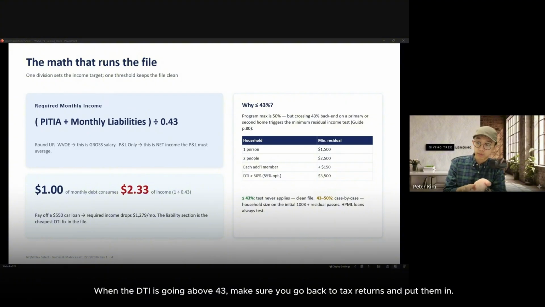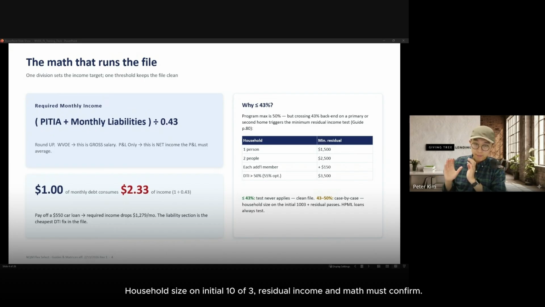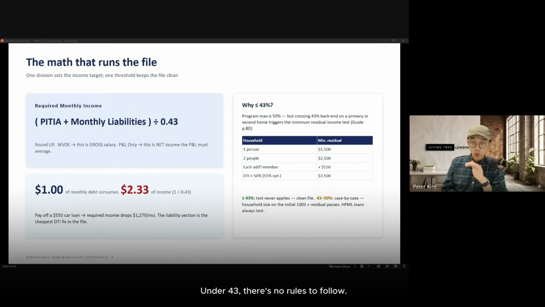When the DTI is going above 43, make sure you go back to tax returns and put them in. You don't want to make a mistake on that part and then kill the file. Household size on the initial 1003, residual income, and must confirm. Under 43, there are no rules to file. So this is how you keep the file clean.